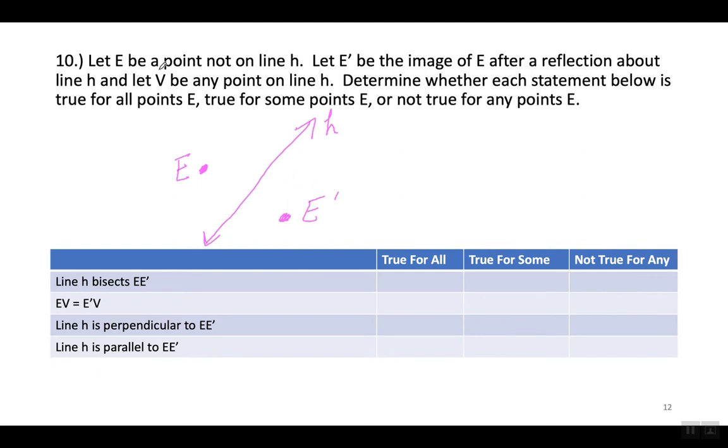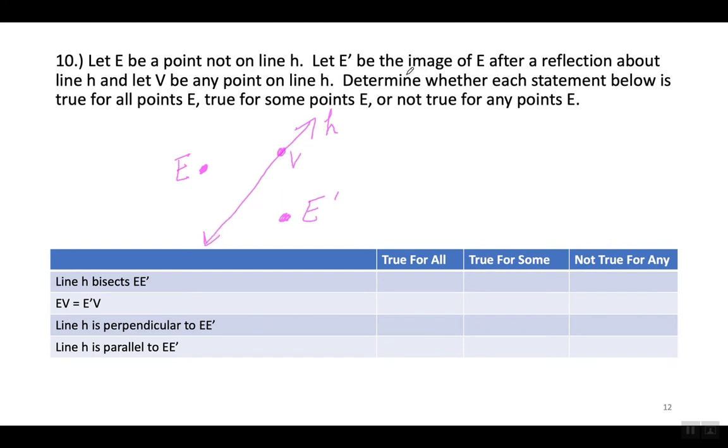Okay, now it says let V be any point on line H. Any point. Let's pick a random point. I don't know. Let's pick something like here. I could have put it anywhere. I could have put it right here. It doesn't matter, okay? Dice que vamos a dejar V ser cualquier punto en la línea H, okay? Cualquier punto. Se puede poner donde quiera, porque V representa cualquier punto en la línea H.